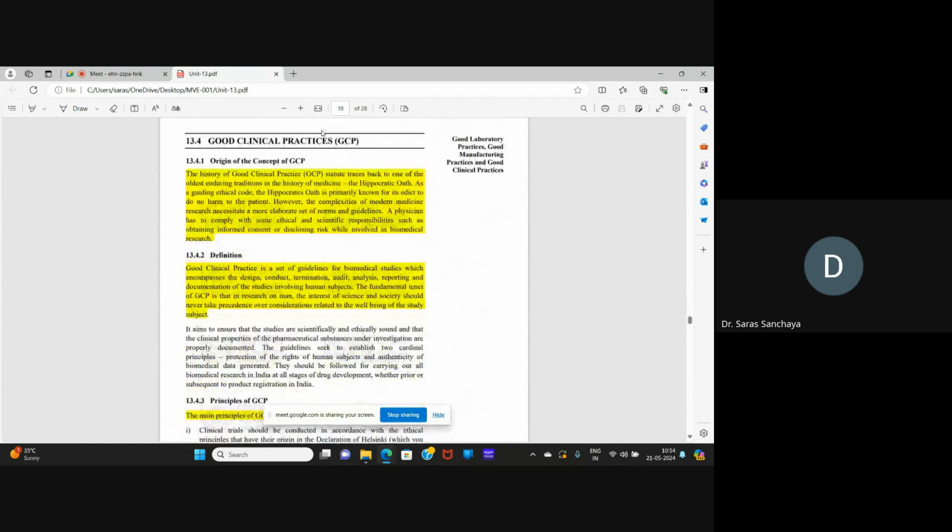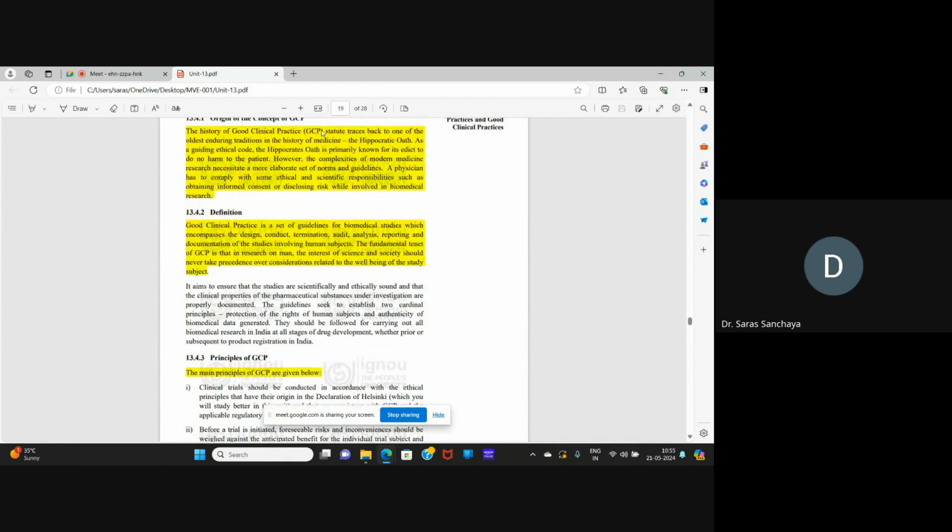Then good clinical practices. Origin of the concept of good clinical practices. The history of good clinical practices statute traces back to one of the oldest enduring traditions in the history of medicine, the Hippocratic Oath. As a guiding ethical code, the Hippocratic Oath is primarily known for its edict to do no harm to the patient. However, the complexities of modern medical research necessitate a more elaborate set of norms and guidelines. A physician has to comply with some ethical and scientific responsibilities, such as obtaining informed consent or disclosing risk while involved in biomedical research.